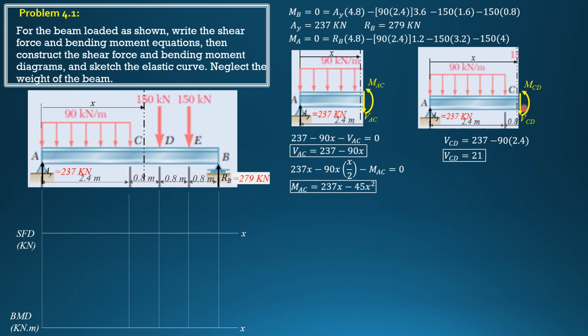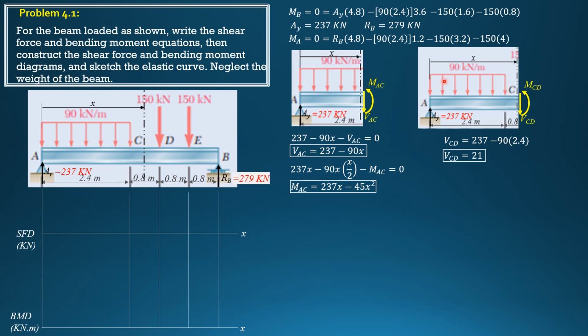Then for moment CD, the shortcut is clockwise moment about C minus counterclockwise. So moment CD is 237 times x, minus the counterclockwise moment, which is the moment of this loading, 90 times 2.4, and the distance of its centroid from this section here is x minus 1.2. This is 1.2, half of 2.4. So the distance of the centroid from that section is x minus 1.2. So we subtract.